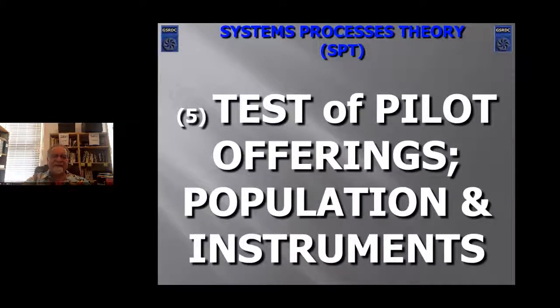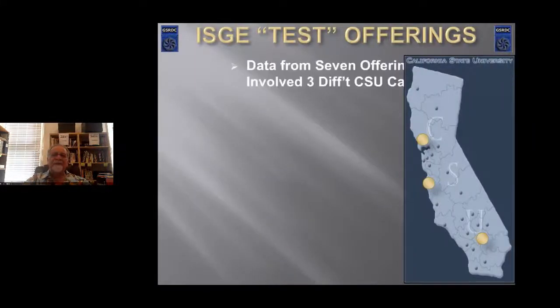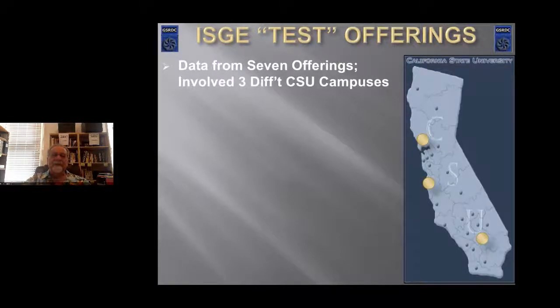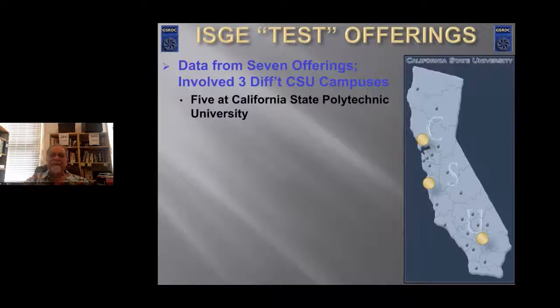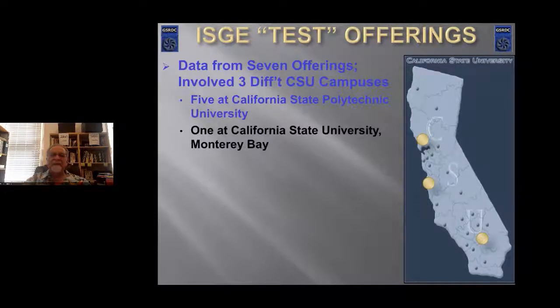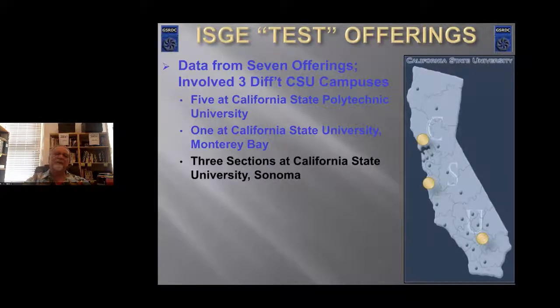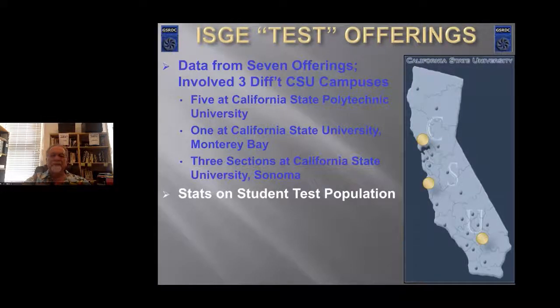Okay, what about the tests? What happened when we did this? Well, we had test offerings, 7 offerings of the pilot for this course, at 3 different CSU campuses, and they're shown as the big dots on the right there. And there were 5 at California State Polytechnic University, which is a Southern California one, at Cal State Monterey Bay by invitation, which is in the middle, and 3 sections all together at once at the Sonoma State one in the north. So it's quite a distribution across the California State University system, of which we have 23 campuses now.